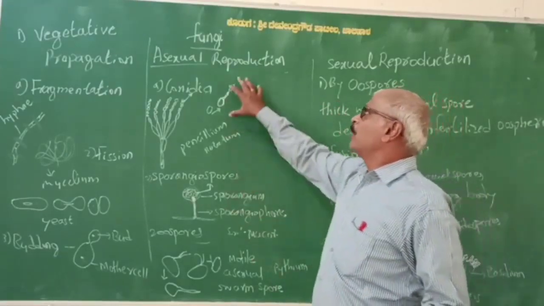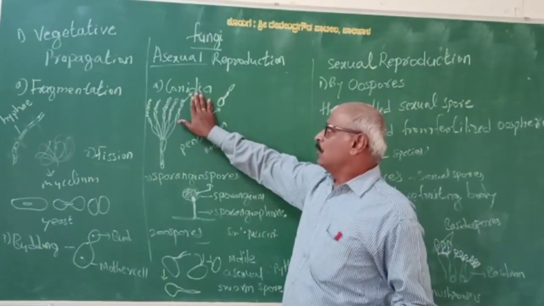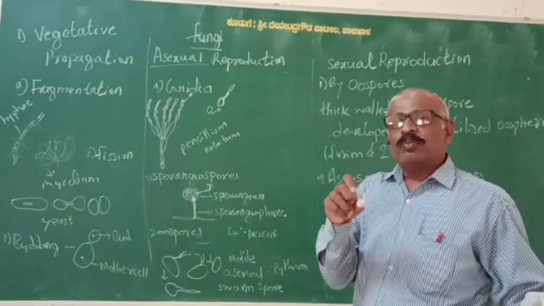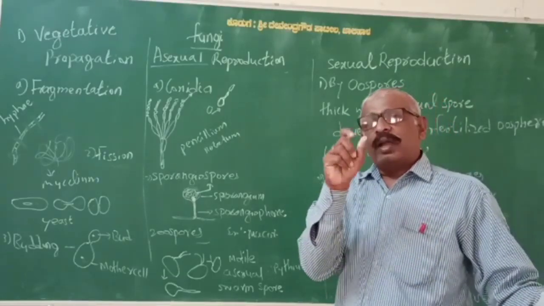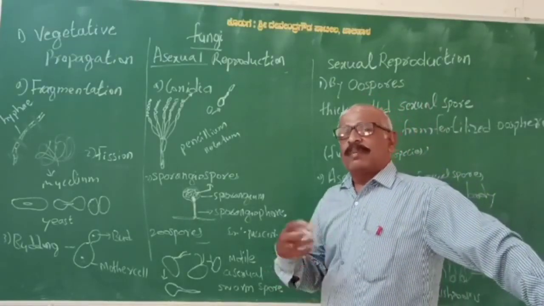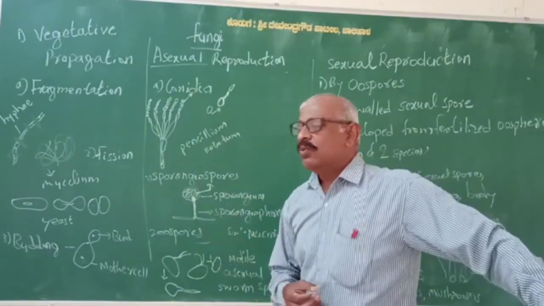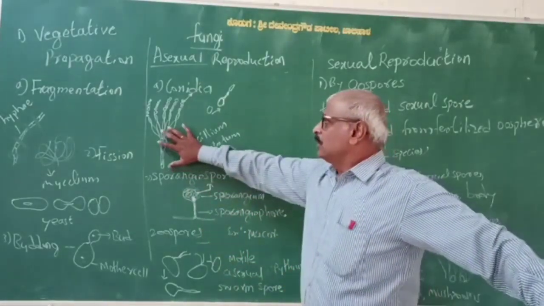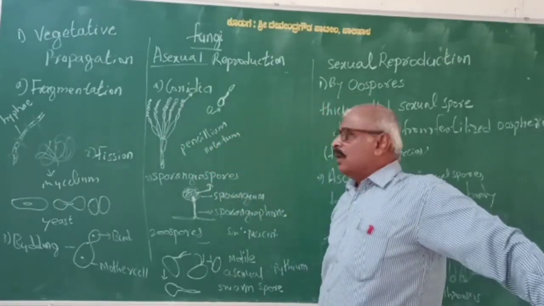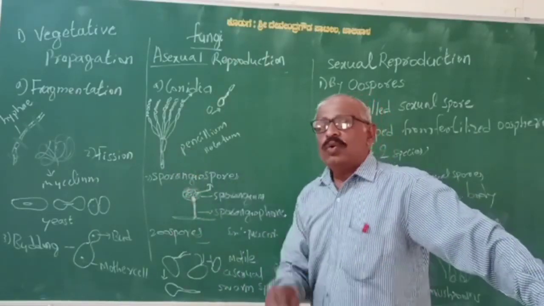In asexual reproduction in fungi, the first one we are going to see is the conidium. These are small, microscopic, unicellular cells that have the capacity to develop into a new organism. One example is Penicillium notatum. It forms a brush-like structure called a conidiophore.